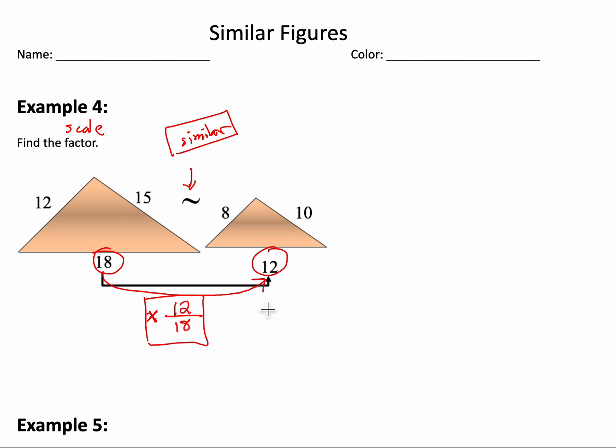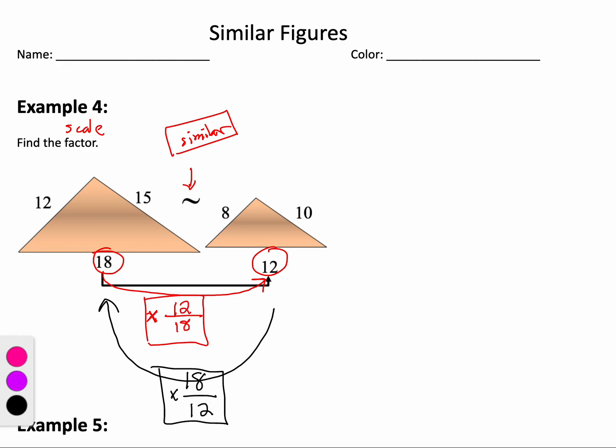Now, if I switch directions and I go the other direction, so I'm switching my arrow to the other direction, I'm starting with the small number and going to the bigger number. So that means my bigger number is on top and my smaller number is on the bottom. And do you see how that's just the reciprocal of each? But I want the red one because my arrow is going from the bigger one to the smaller one.